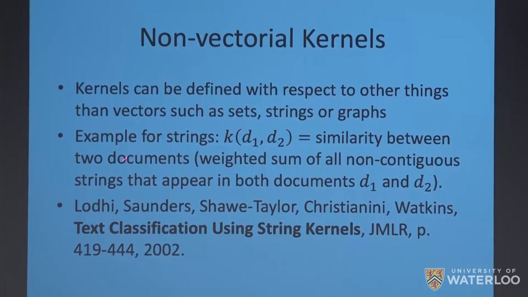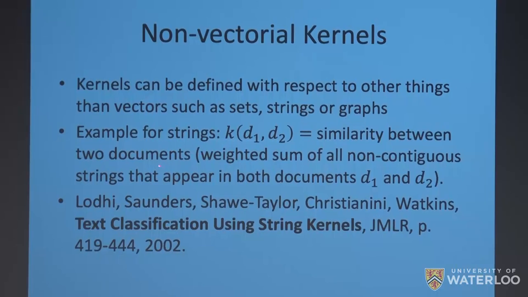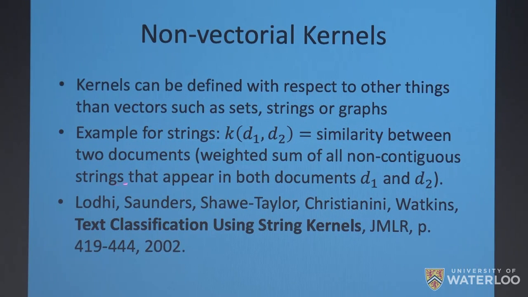So what if we want to define a kernel that measures the similarity between two documents as the weighted sum of all the non-contiguous strings that appear in both documents D1 and D2? If you want to compare two documents, the most natural thing is to compare their substrings. Perhaps the simplest is to compare the words they have in common and count them. Something more general is to consider subsequences of words in common, and even more general is to consider non-contiguous subsequences. I could have a word, then something that doesn't match, and then another word. If I've got that in common in two different documents, then perhaps they're more similar. Considering all the non-contiguous subsequences could be quite powerful.